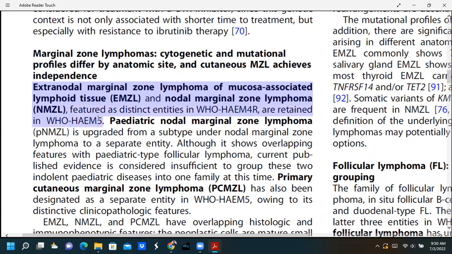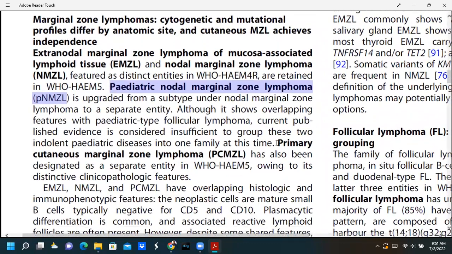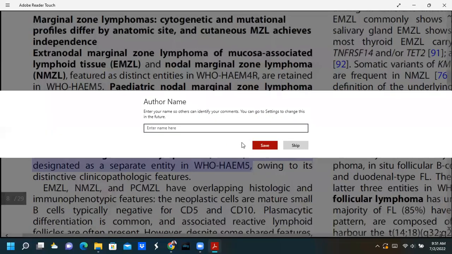Now, the pediatric nodal marginal zone lymphoma, NMZL, is upgraded from a subtype under nodal marginal zone to a separate entity. So pediatric nodal marginal zone is a separate entity. Although it has overlapping features with pediatric-type follicular lymphoma, current published evidence is considered insufficient to group these two indolent pediatric diseases into one family at this time. Primary cutaneous marginal zone lymphoma has also been designated as a separate entity in Heme 5, owing to its, what the hell?